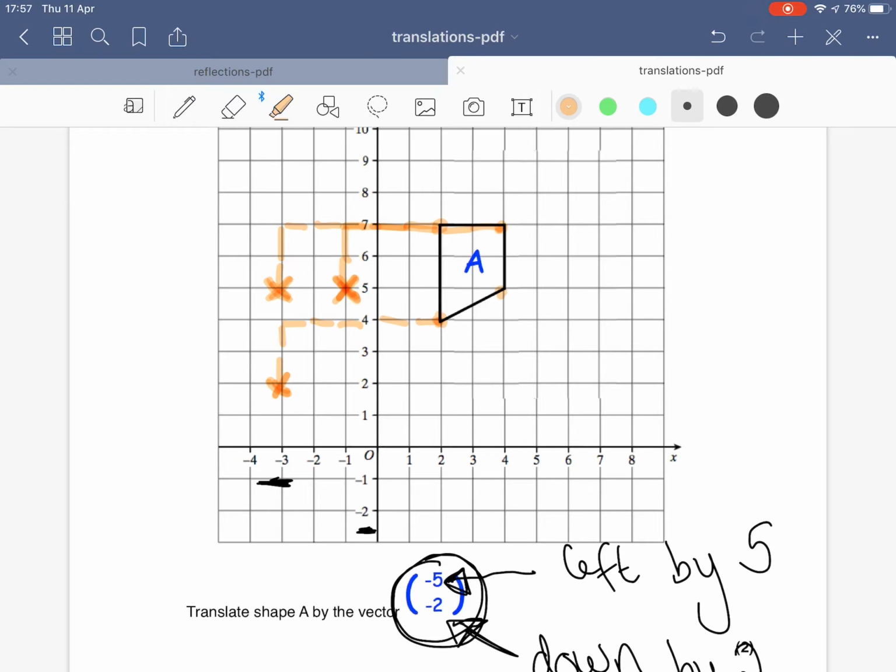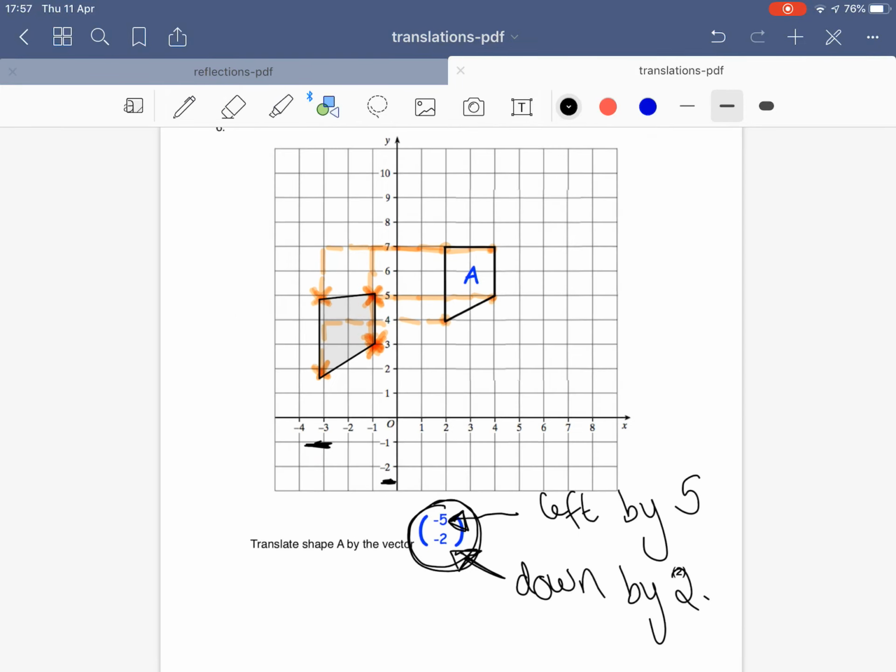This point is left by 5, 1, 2, 3, 4, 5, down by 2, 1, 2, so that point is there. I'd always do all the points on shapes that don't look correct, because I'd probably end up doing it backwards. So let's join up those points, and lovely jubbly, done.